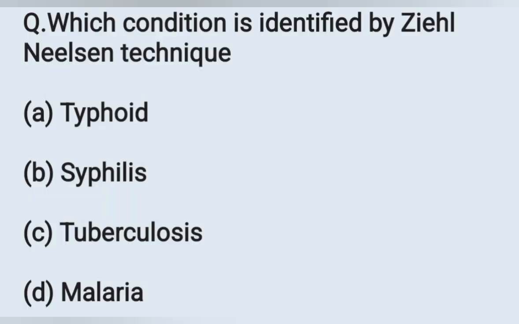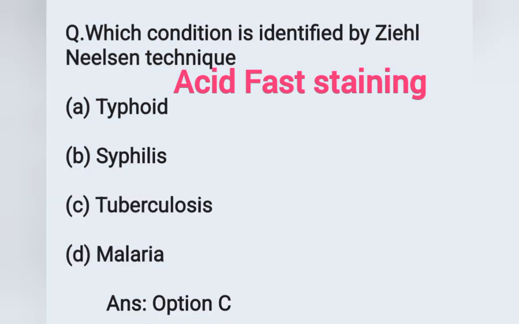Which condition is identified by the Ziehl-Neelsen technique? Options. Option A, typhoid. Option B, syphilis. Option C, tuberculosis. Option D, malaria. Ziehl-Neelsen technique or Ziehl-Neelsen staining is used for tuberculosis. Option C is the correct answer. Ziehl-Neelsen technique, Ziehl-Neelsen staining, or acid-fast staining, all are the same. They are used to identify tuberculosis.